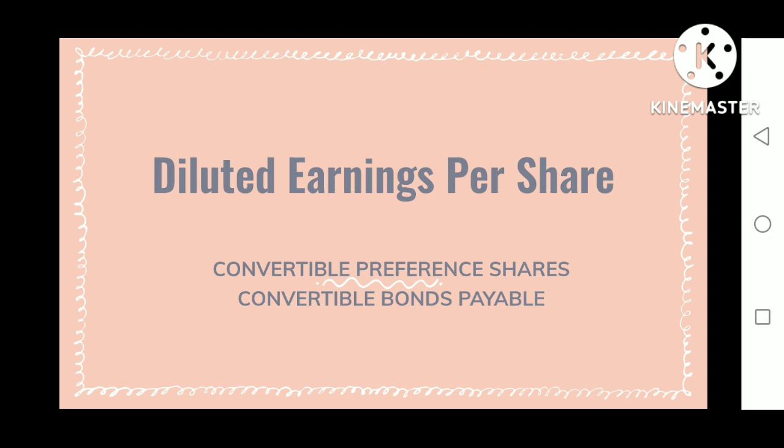So, ang di-discuss po natin for today's topic is the convertible preference shares and the convertible bonds payable. As an addition po, the diluted earnings per share computation is based on the as-if scenario: as if the convertible bonds payable is converted into ordinary shares, the preference shares is converted into ordinary shares, and the share options and warrants are exercised.